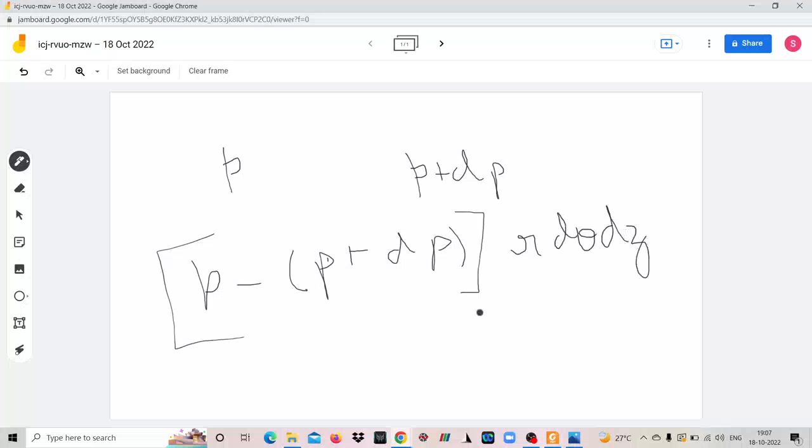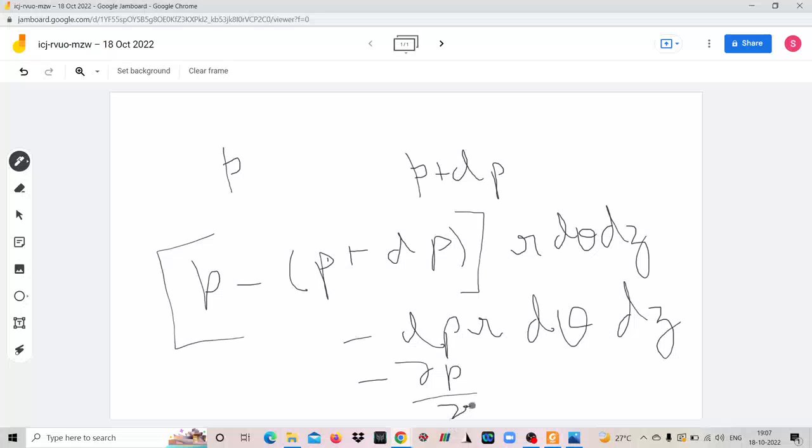So from this you are getting minus dp r d theta dz. Now dp should be equal to what? Along the r direction it is del p by del r dr, right? So this is one part.